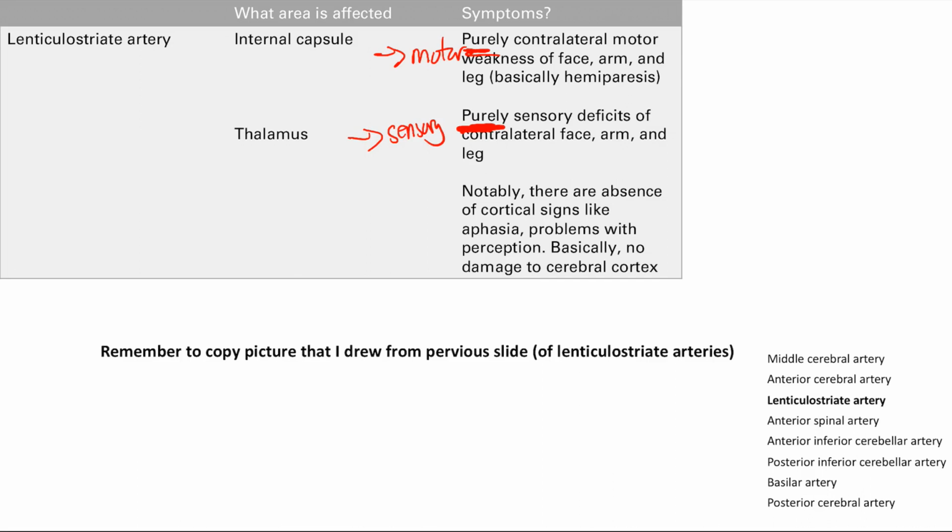And just to remember that again, it's contralateral. These are both contralateral because remember, all of these things will cross at some point in the body. Whether it be for the spinothalamic tract, it's going to cross at the lower part of the spinal cord, or the motor deficits will cross at the medullary pyramids. Remember that. Note that there is an absence of cortical signs. That's signs of damage to the cerebral cortex, like aphasia, perception problems, or hemineglect, because there is no damage to the cerebral cortex. The lenticulostriate arteries go to the deep structures of the brain.